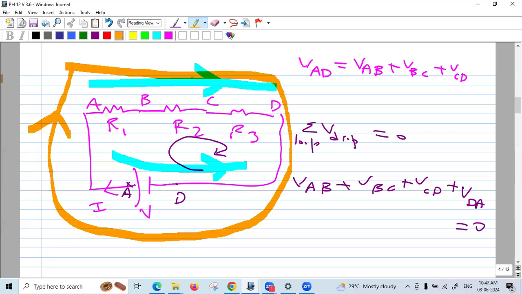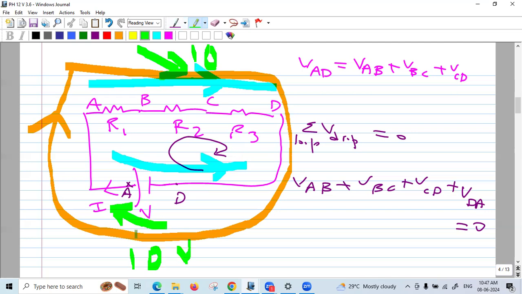Because whatever is the voltage rise, it's driving the... this is the voltage rise. And whatever is the voltage driving the current here is dissipated here. So this is a drop. So if there's a 10 volts of voltage rise, there'll be a drop of 10 here.